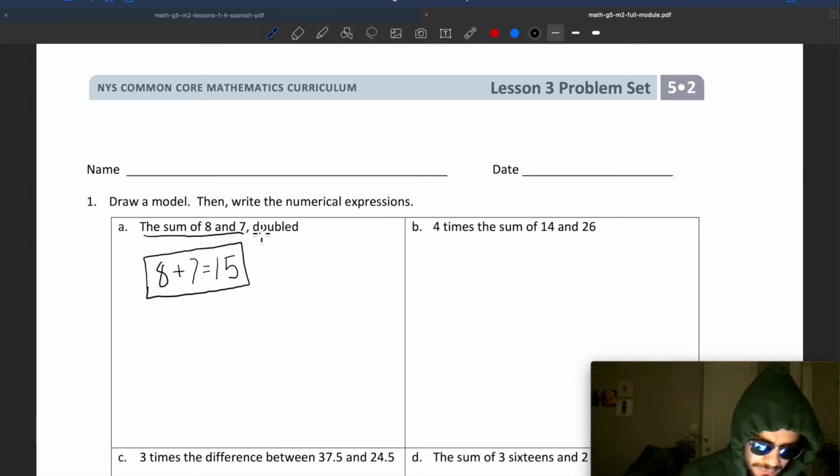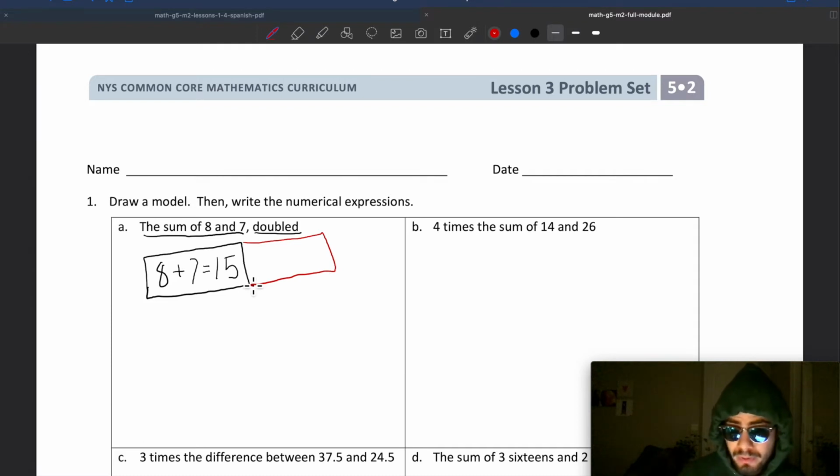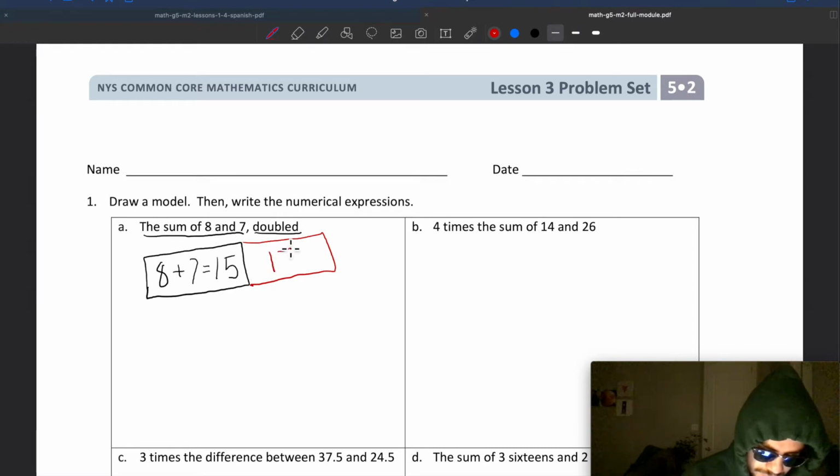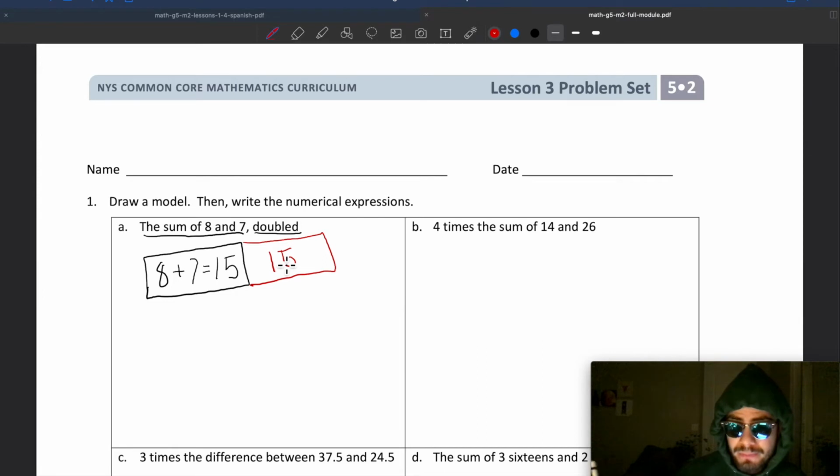Now, if it's telling me to double that, then double that would look like that. Okay, now the most important part is that when you double it, you're doing the exact same thing 2 times. So that means that this would also be 15. Okay, now your last step is to find what the value of the entire tape diagram is.